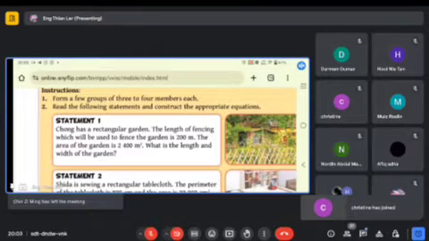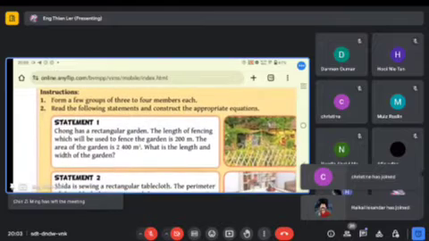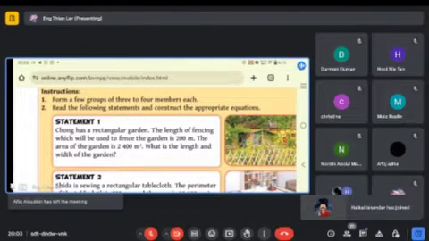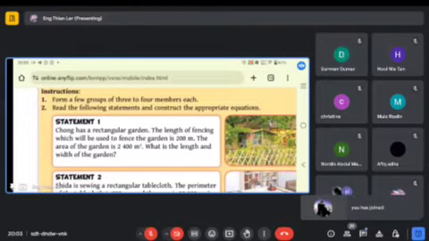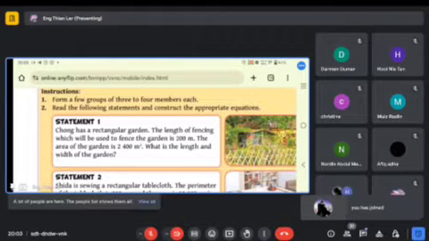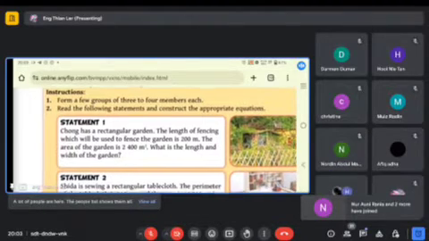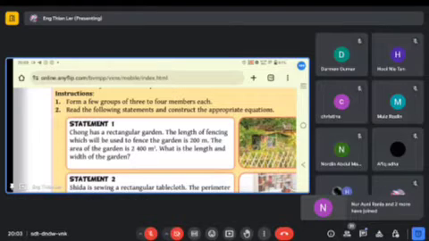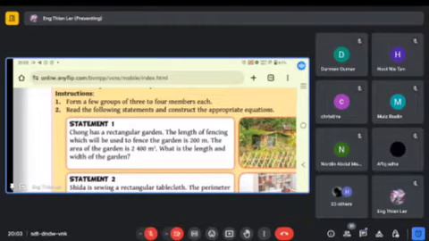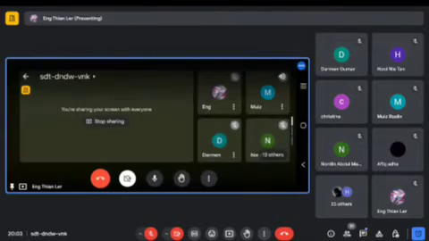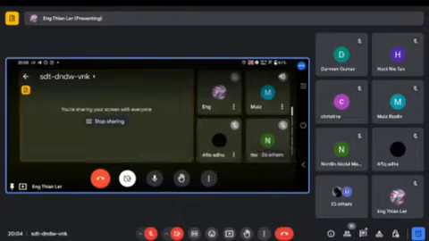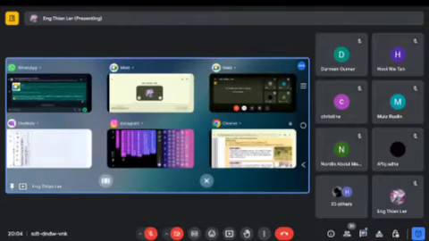So now the question is asking us about the length and width. The information we get is that the length of the fencing is 200 meters. This means the length that covers the whole garden, also known as the perimeter, is 200 meters, and the area of the garden is 2,400 meters squared. Does anybody have any problem understanding the question? All right, let's continue.